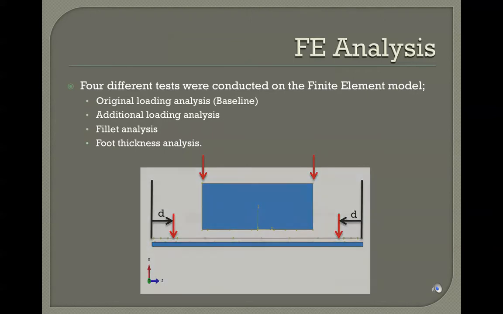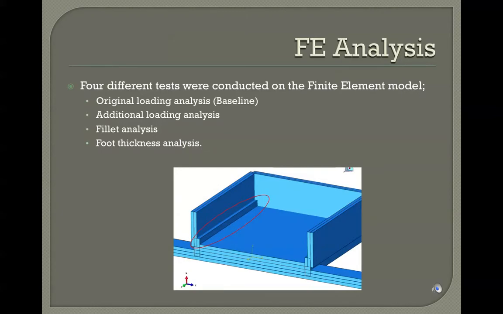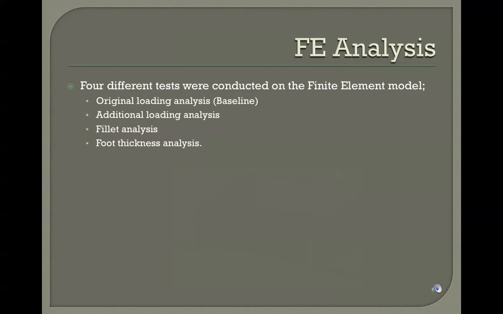The third analysis was adding a fillet to the wall. This was done by partitioning the bottom surface of the instrument and redefining its respective section definition, and this can be observed in the figure. And the last one was simply incrementing the foot's thickness, done by modifying the section definition of the feet.